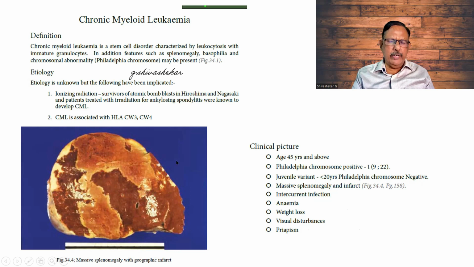and visual disturbances. This is a specimen of a spleen, and I'm finding multiple pale, patchy areas which have become confluent. This I used to describe as a geographic infarct. Massive splenomegaly is one of the features of myeloid leukemia.